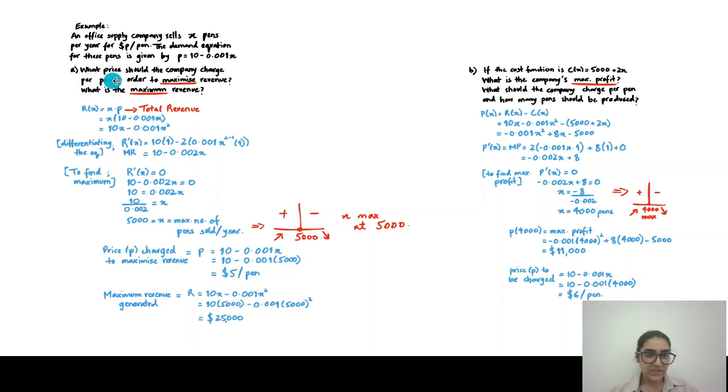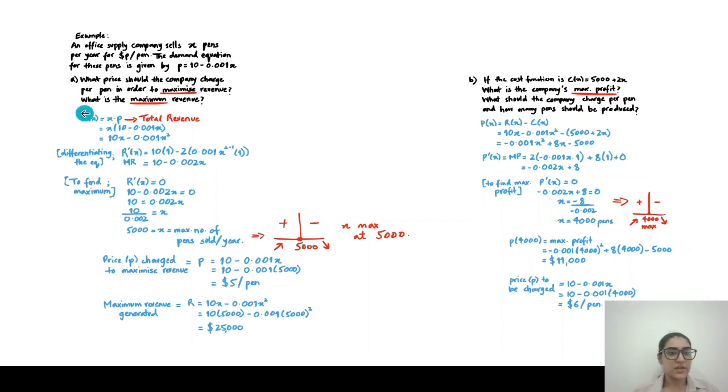Part A says: what price should the company charge per pen in order to maximize revenue? I have highlighted the word maximize. Then, what is the maximum revenue? Let's try to solve this question.